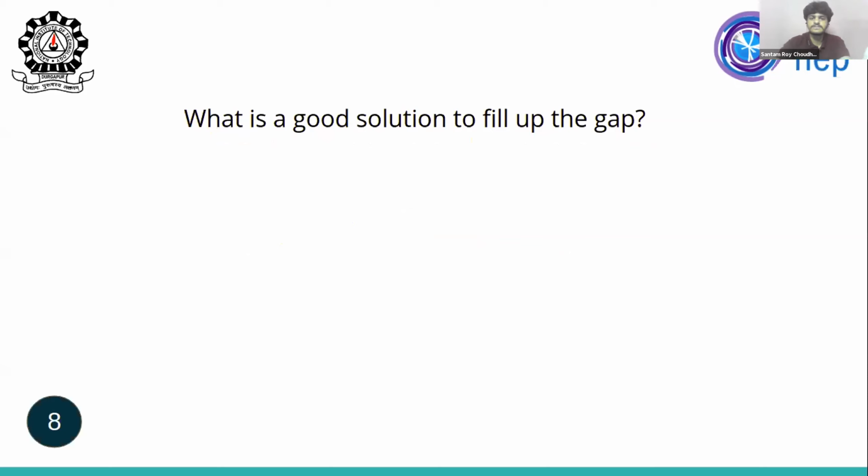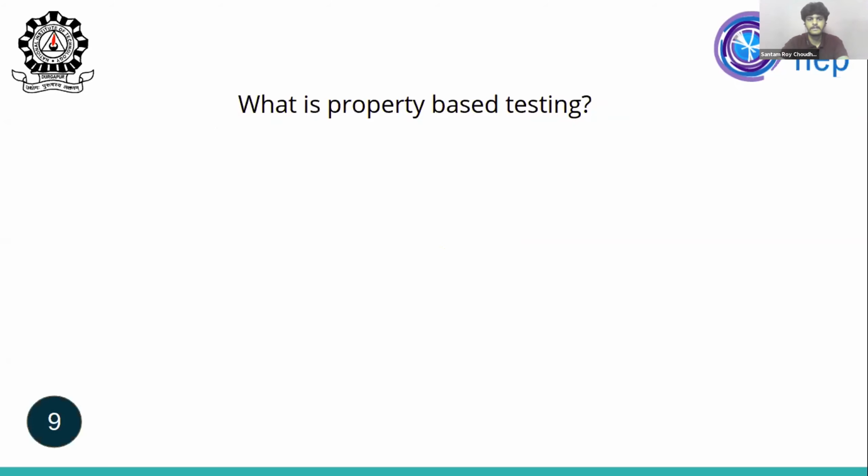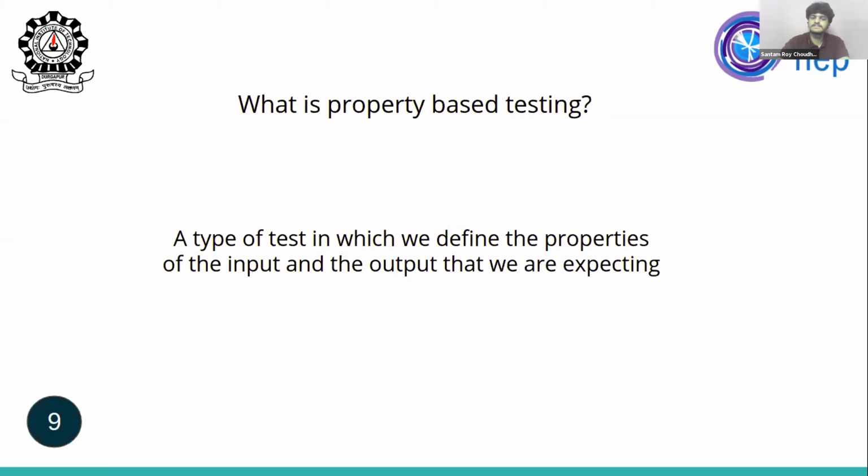So what can be a good solution to fill up the gap? We can use something called property-based testing. So what is property-based testing? Property-based testing is a type of testing in which we define the properties of the input and the output that we are expecting.